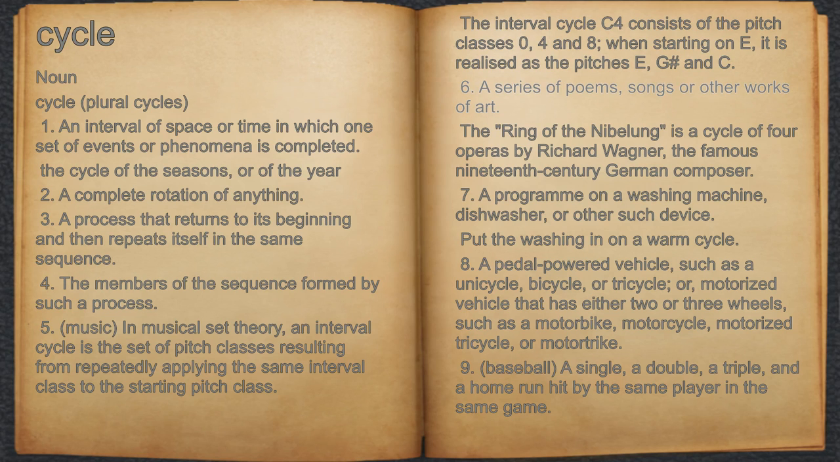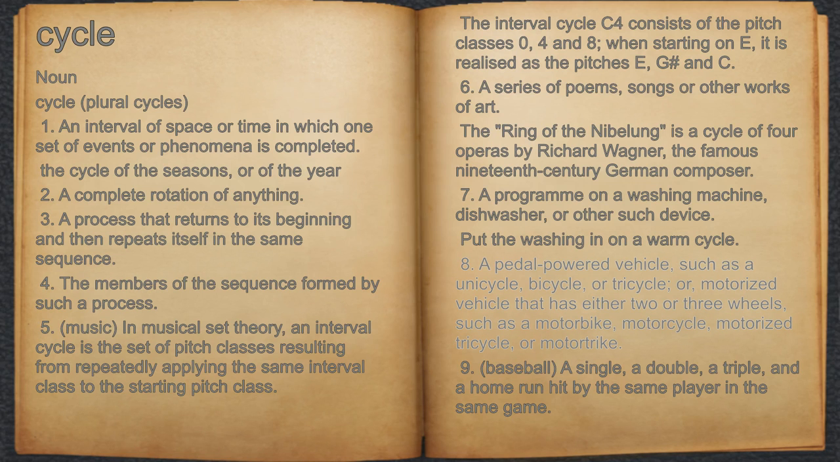6. A series of poems, songs or other works of art. For example, the Ring of the Nibelung is a cycle of 4 operas by Richard Wagner, the famous 19th century German composer. 7. A program on a washing machine, dishwasher, or other such device. For example, put the washing in on a warm cycle.